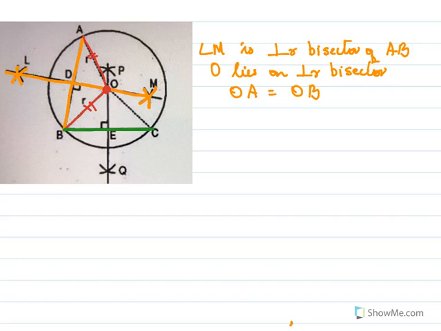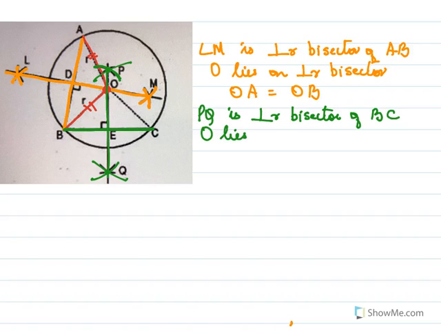Then we take BC and we draw the perpendicular bisector of BC also. From B, one arc up, one arc down, then we cut the previous arc, and then we join these two points. So PQ is the perpendicular bisector of BC. And we know O lies on the perpendicular bisector. If O lies on the perpendicular bisector, which means OB will be equal to OC, because any point on the perpendicular bisector is equidistant from both the endpoints.